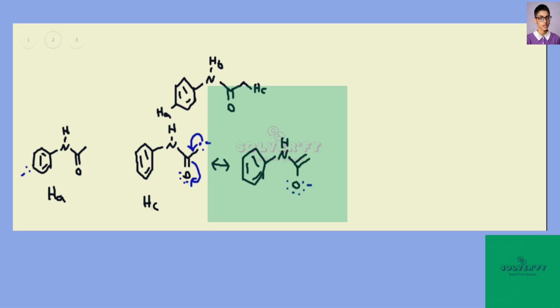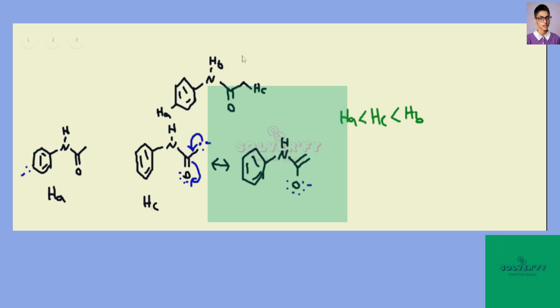And so going back to this part of the question, HA has one resonance structure. So it's going to be the least stable conjugate base and therefore the least acidic acid. HC has two resonance structures. So it's going to be intermediately stable, and so the intermediate acid. And HB, when it's removed, there are 7 potential resonance structures for its conjugate base. And so it's going to be the most stable conjugate base and therefore the strongest acid.